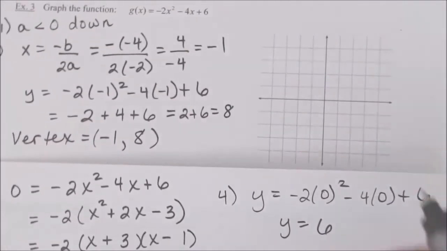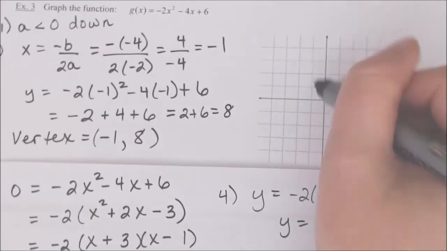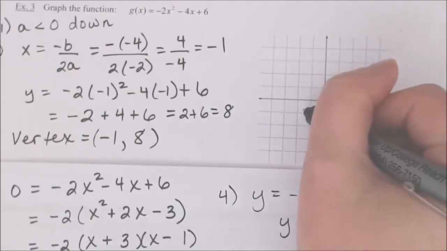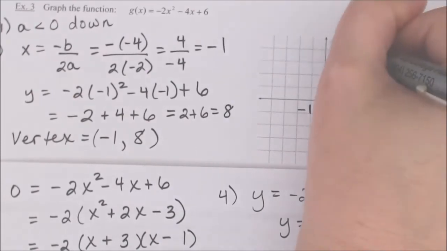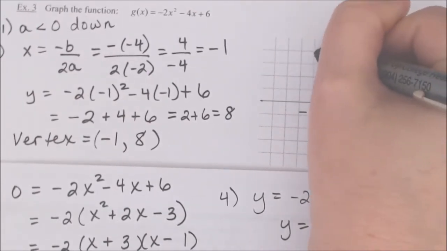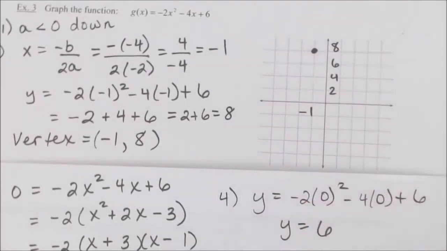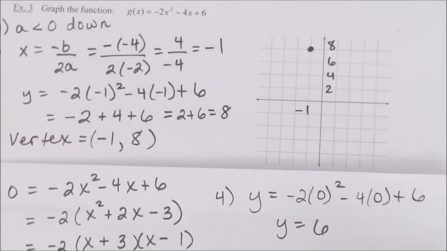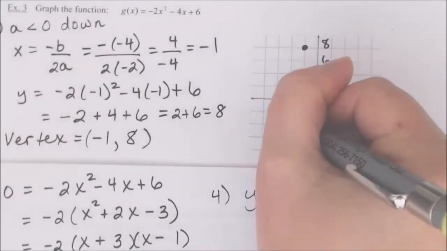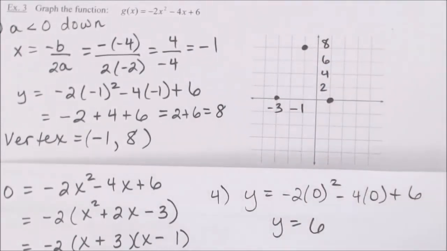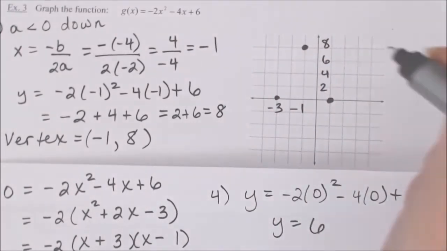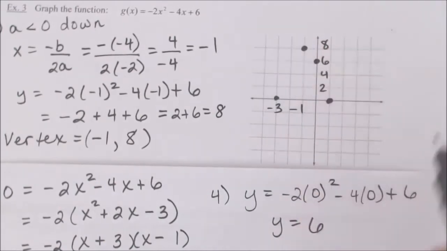The vertex was at -1, 8. Again, I'm going to scale the y-axis by 2s, so we're going to put -1 here, 2, 4, 6, 8, like this. So my vertex is going to go right there. My x-intercepts were at -3 and at positive 1. And the y-intercept we said was at 6, so we'll put that there.